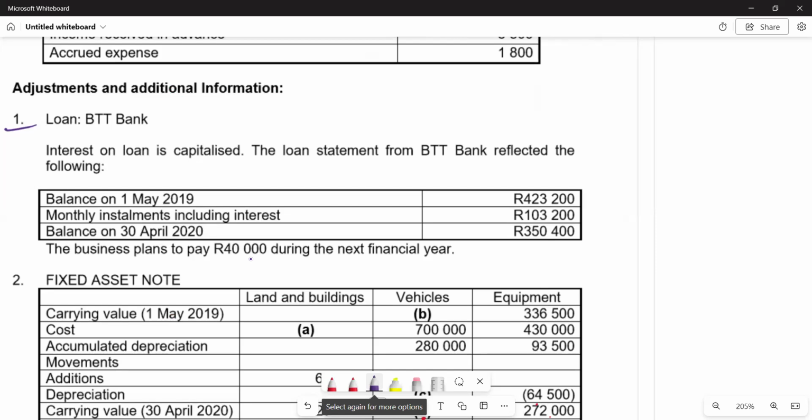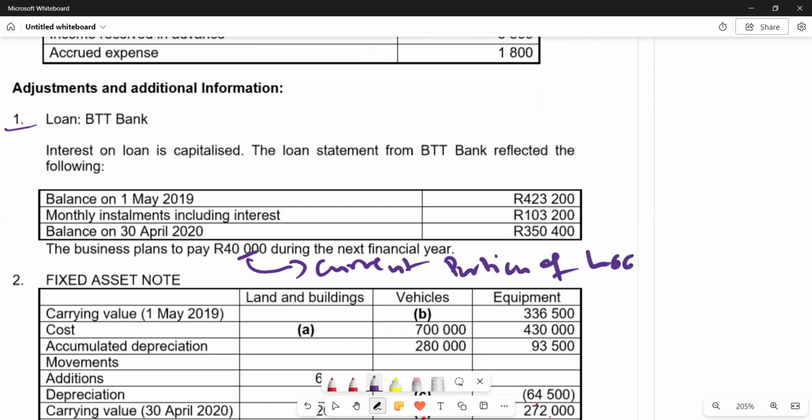And then having that now, you are also given a statement below saying the business plans to pay 40,000 rands during the next financial year. So this one needs to be paid during the next financial year, which means this one represents the current portion of loan. And we have to subtract it from the loan balance and transfer it under current liabilities as current portion of loan. So this is exactly how we are going to adjust it accordingly.